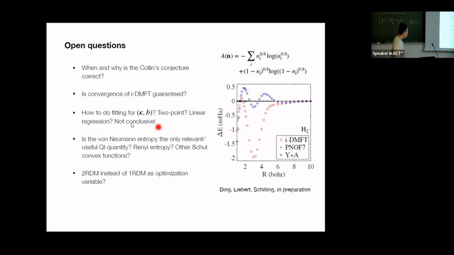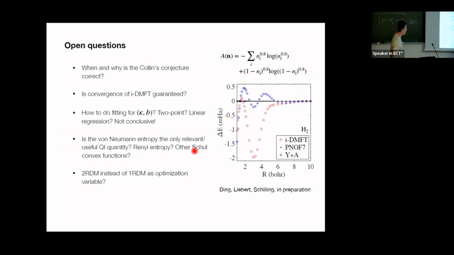And practically, you still need to pre-decide these two coefficients to fit a Collins conjecture. And how do you choose these numbers? There are many ways to do so. In the original paper, they chose a two-point method, so you only need two points to fit a line. In the reply, sometimes they switch to linear regression. And how do these different methods affect the accuracy of your ground state energy? This is also not conclusive yet.